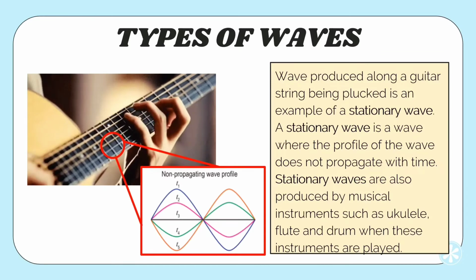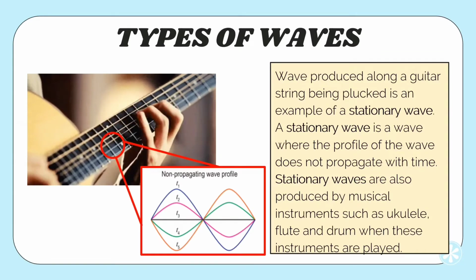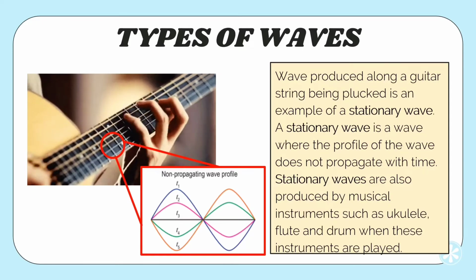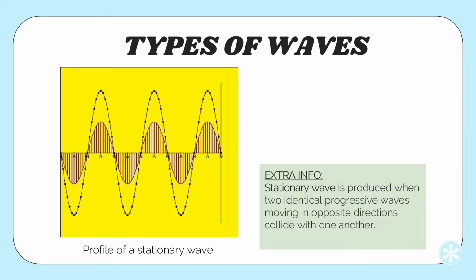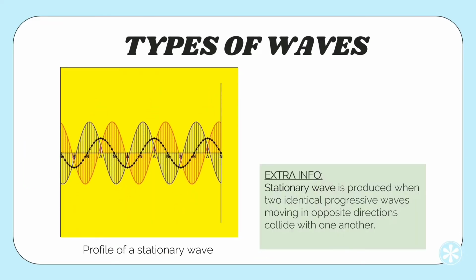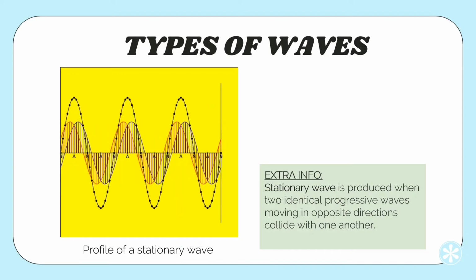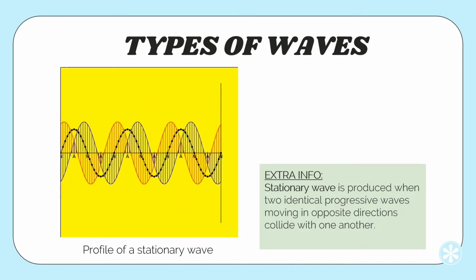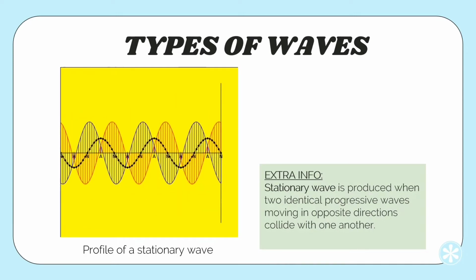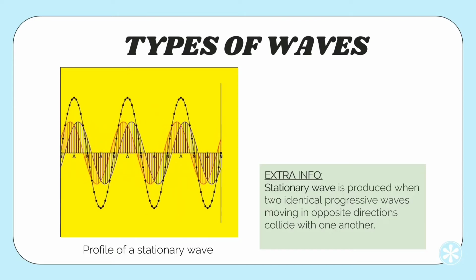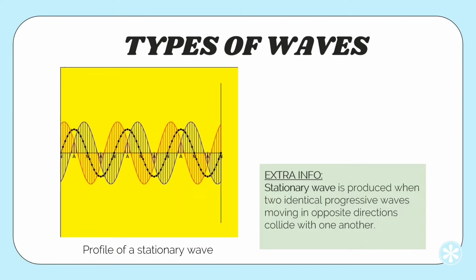A wave produced along a guitar string being plucked is an example of a stationary wave. A stationary wave is a wave where the profile of the wave does not propagate with time. Stationary waves are also produced by musical instruments such as the ukulele, flute, and drum when these instruments are played. This graph shows a profile of a stationary wave. Extra info: a stationary wave is produced when two identical progressive waves moving in opposite directions collide with one another.